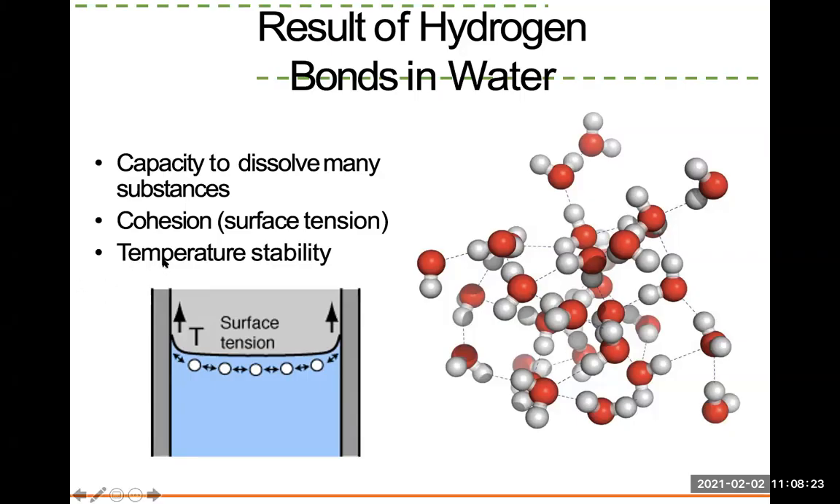Another property of water is temperature stability. Any cities, for example, San Francisco, if they're next to a large body of water, if there's water nearby, it's going to prevent drastic temperature changes. If you think about it, it takes a really long time to bring water to boiling temperature.